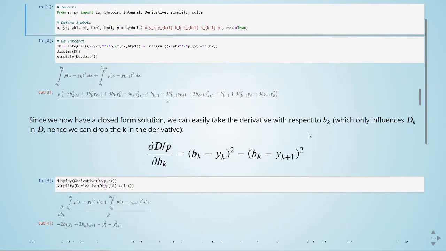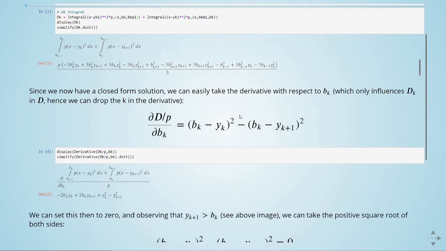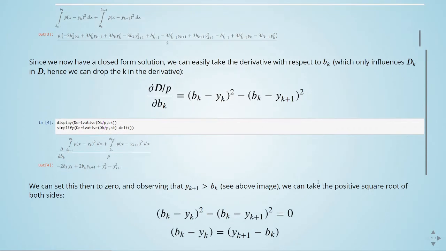So what we need to do is take the derivative with respect to b of k, and the result is given by this equation here. So what we are doing now is we take this result here, and we are taking the derivative with respect to b of k, and we have this result here. So if we expand this, we will end up with this, which is just solving the derivative with respect to b of k using SymPy. So now we have this derivative, and we can set this to 0.